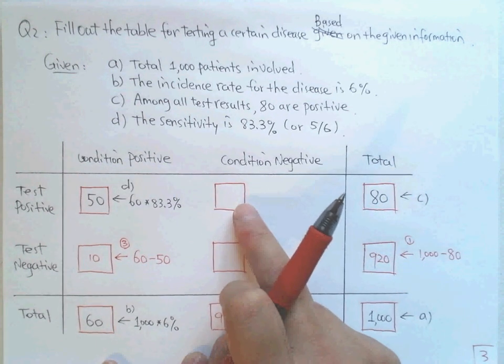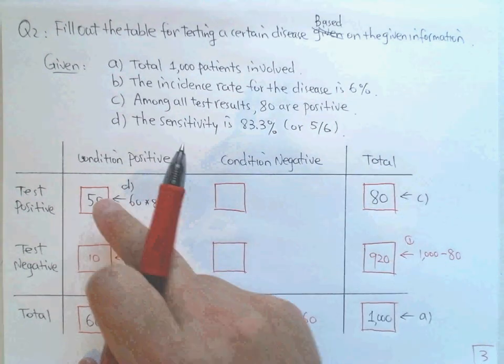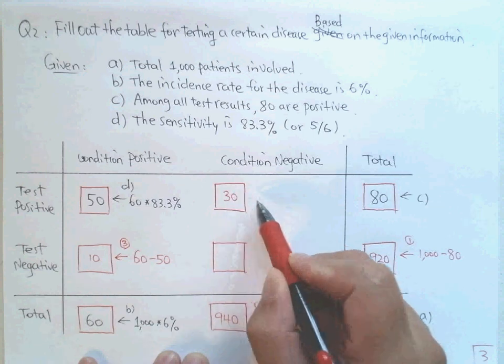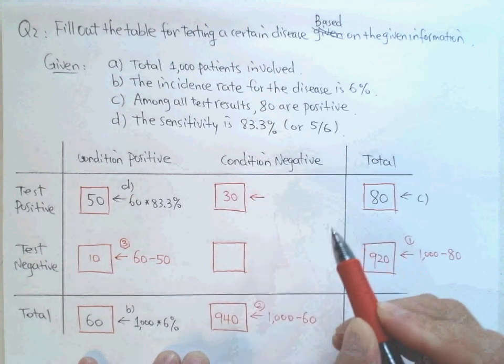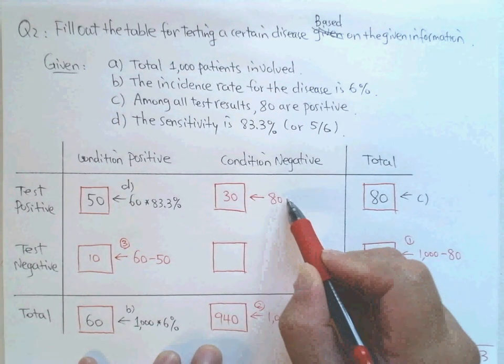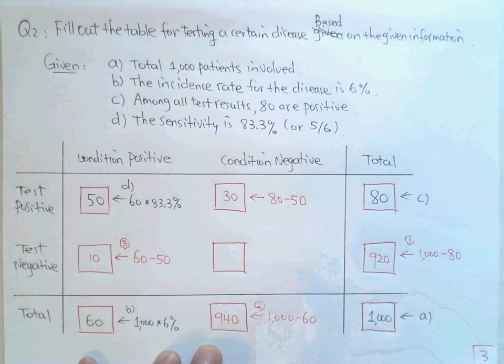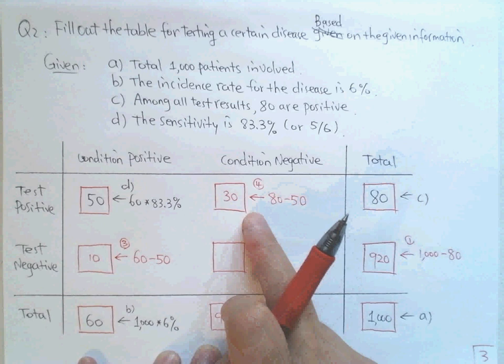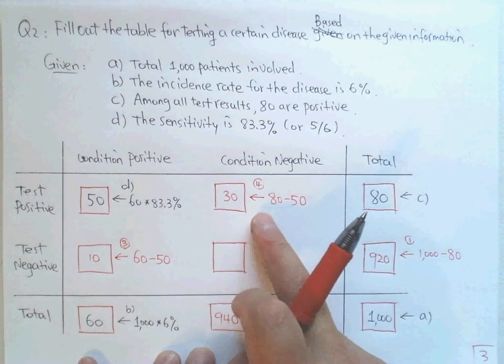Then I move to this box. So you also can figure this out. I figure this out, and the total is 80. 80 minus 50, so we get 30. Okay, here is why: use 80, the total, minus 50. Or we say the fourth step.